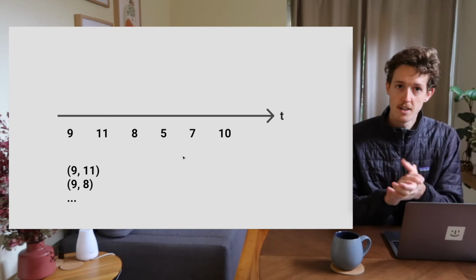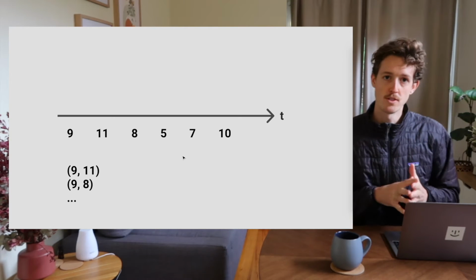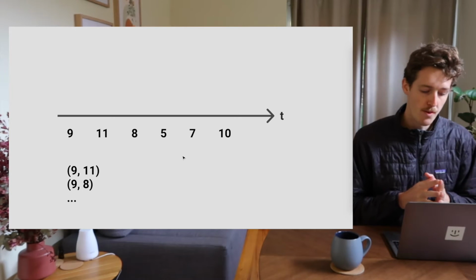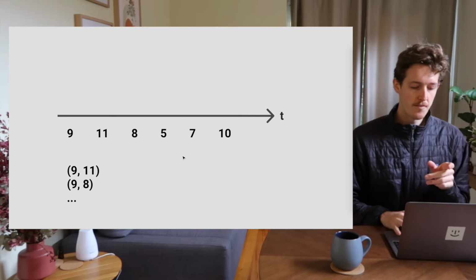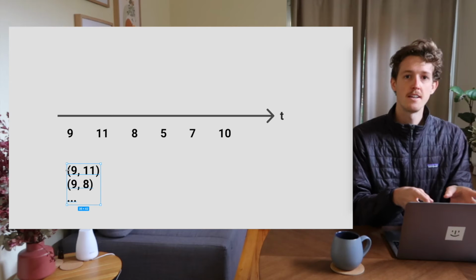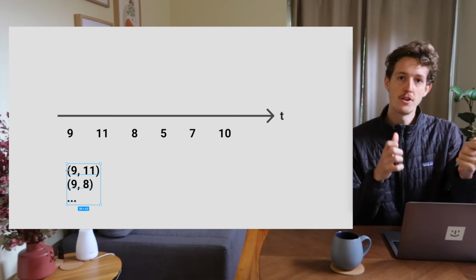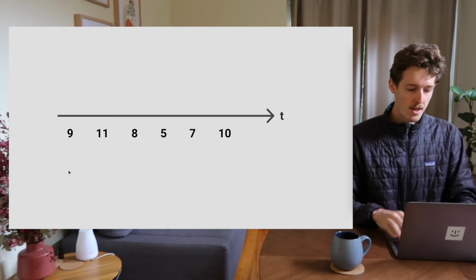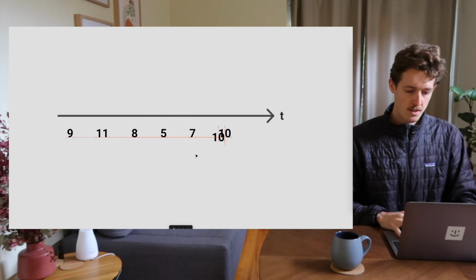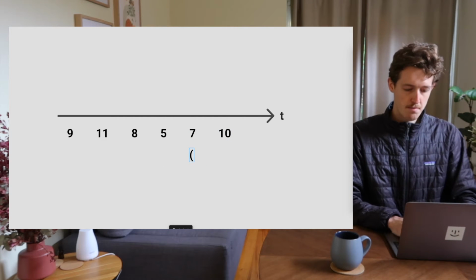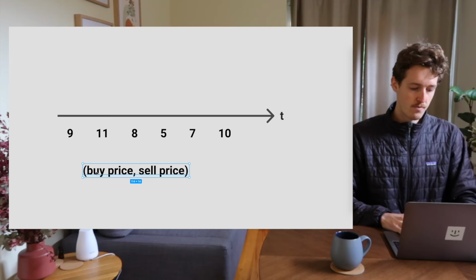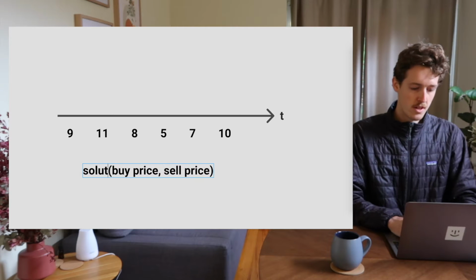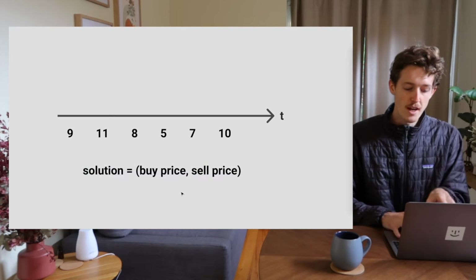I can just go and check which one out of all the possible solutions is the correct one. Another way of saying that is, there's going to be a pair of numbers here which you need to buy at and then sell at, right? So we know that the solution is going to look like a buy price and a sell price, right? That's the shape of the solution.